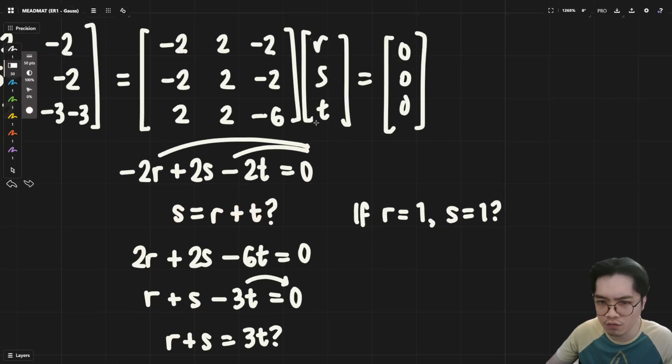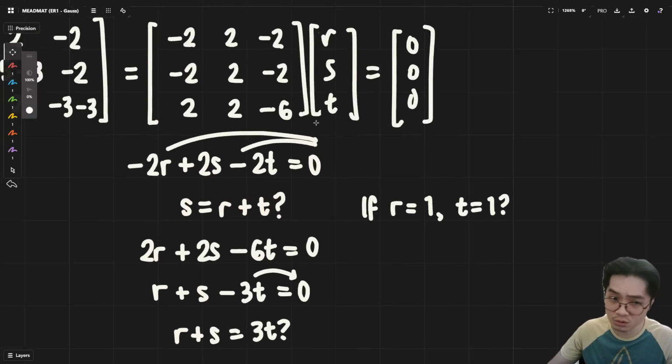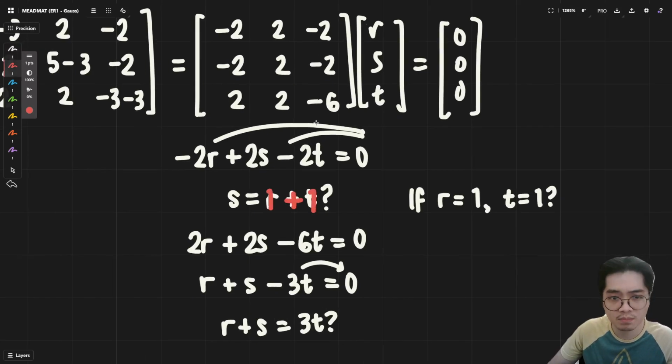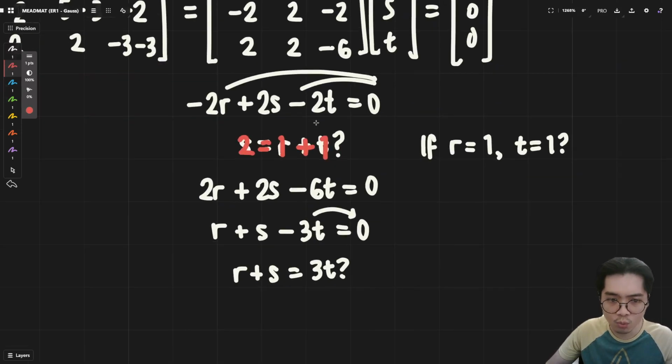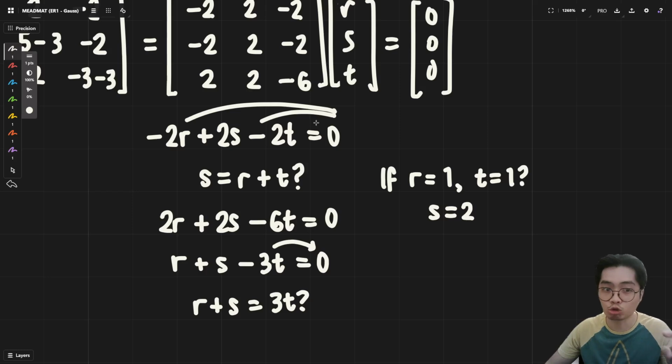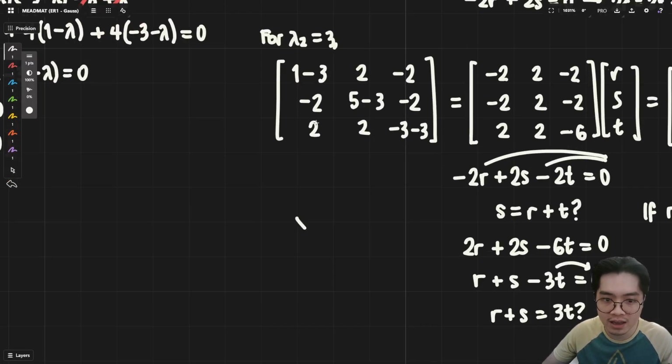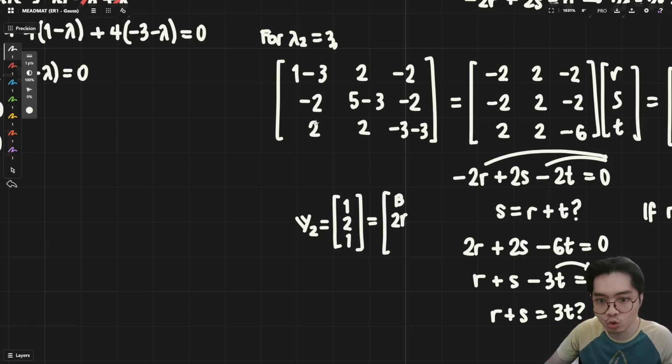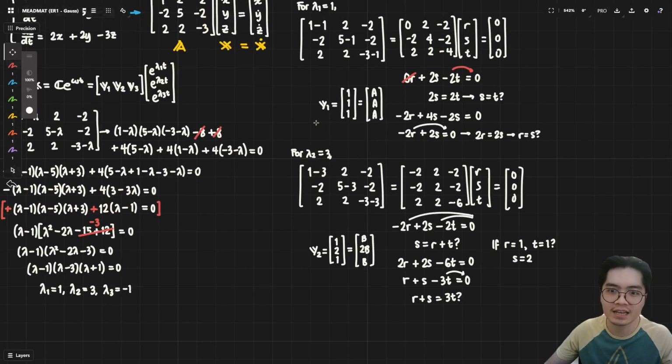What if instead of R equal to 1, T is equal to 1 as well? So in this case, 1 plus 1 is, okay, let's try 2. 1 plus 2 is 3 times 1, 3. Okay, so that means the things that satisfy this are R equal to 1, S equal to 2, and T equal to 1. And again, this is not the only eigenvector that we have. We have basically everything else in here if they are scaled correctly. So this is B, 2B, B. So that is our second eigenvector.